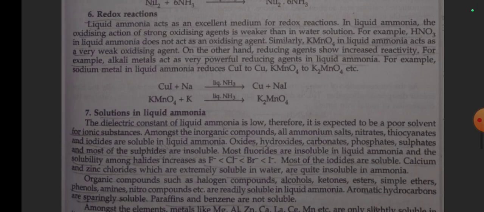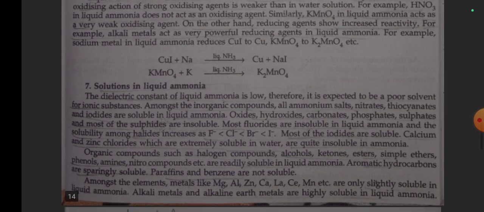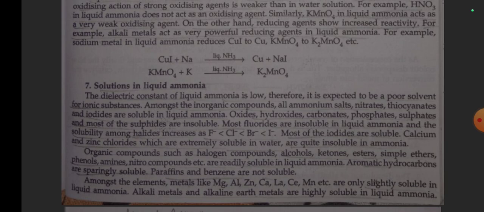Number 6. Redox reactions. Liquid ammonia acts as an excellent medium for redox reactions. In liquid ammonia, the oxidizing action of strong oxidizing agents is weaker than in water solution. For example, HNO3 in liquid ammonia does not act as an oxidizing solvent. Similarly, KMnO4 in liquid ammonia acts as a very weak oxidizing agent. On the other hand, reducing agents show increased reactivity. For example, alkali metals act as very powerful reducing agents in liquid ammonia. For example, sodium in liquid ammonia reduces CuI to Cu, KMnO4 to K2MnO4, etc.